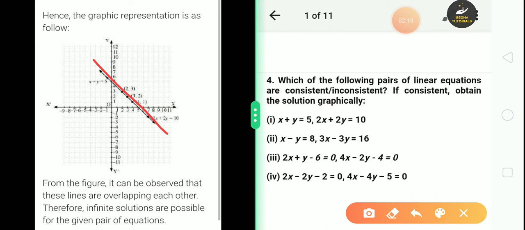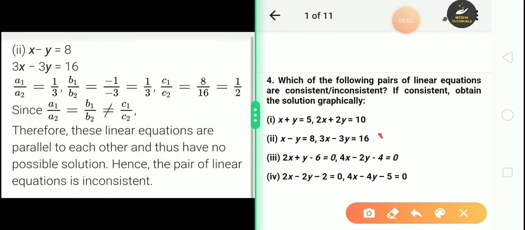So we can write the graphical representation of the given equations as follows. Okay, you have to write the equations: x plus y is equal to 5 and 2x plus 2y is equal to 10. And from the figure we can say that these lines are overlapping each other, it means coincident lines. Therefore infinite solutions are possible for the given pair of equations. Okay, so this is the final answer.